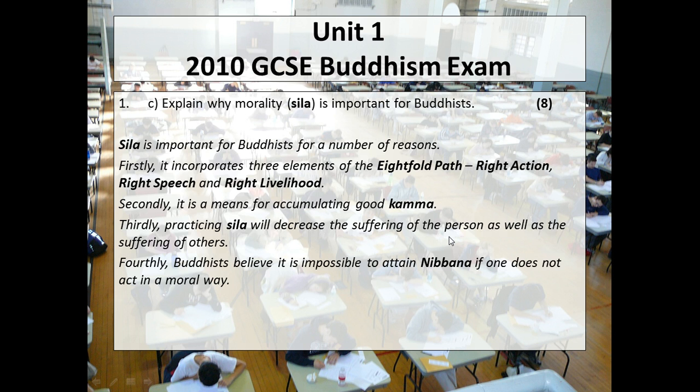Fourthly, Buddhists believe it is impossible to attain Nibbana if one does not act in a moral way. So you can't be an immoral Buddha. You have to be moral, because otherwise you won't have the stability and clarity and peace of mind in order to attain Nibbana. So that again is a clear understanding of the issue using 4 brief reasons.